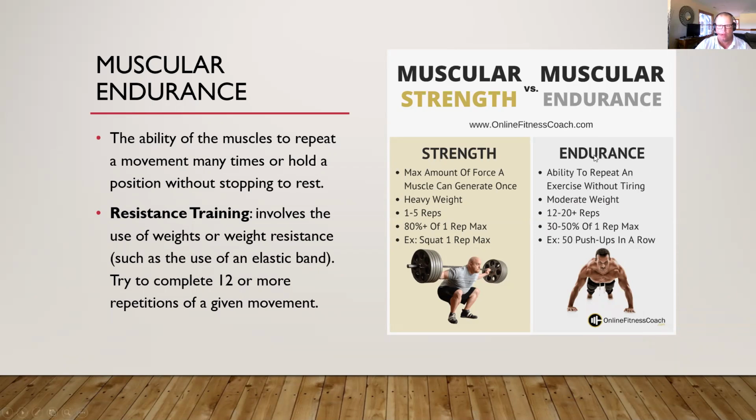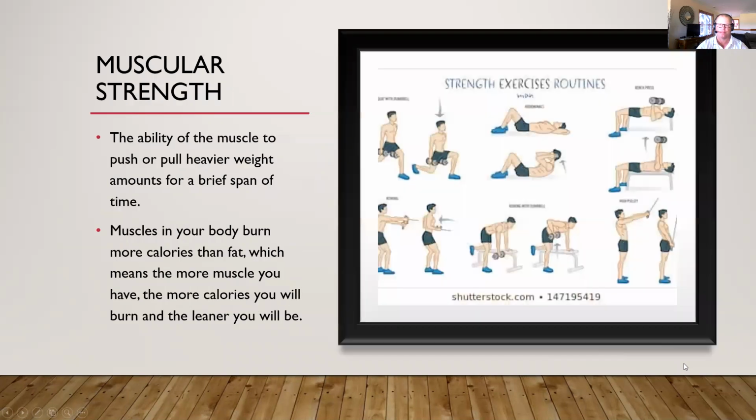This graph or picture right here shows an example of the difference between muscular strength and endurance, which I'm going to talk about next. If you look at muscular endurance on this side, the ability to repeat an exercise without tiring, you're using moderate weight, 12 to 20 reps, and you're doing 30 to 50% of your 1 rep max. An example would be doing 50 push-ups in a row. So you're doing something for a longer period of time. And I'm going to touch on what muscular strength is next.